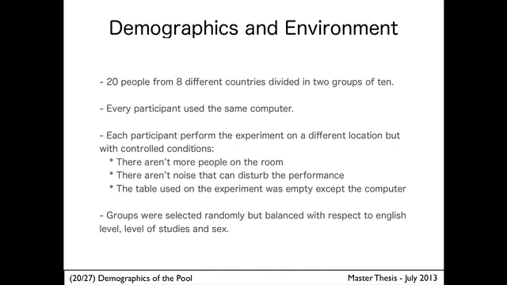The English level, the level of studies, the sex, and the country classify each participant. The sample was divided randomly in two balanced groups, but in a way that both groups were comparable. About the location, each time a participant performed the experiment, some conditions were created. There are more people in the room, there is noise that can disturb the performance, and the table of the user experiment was empty except the computer.